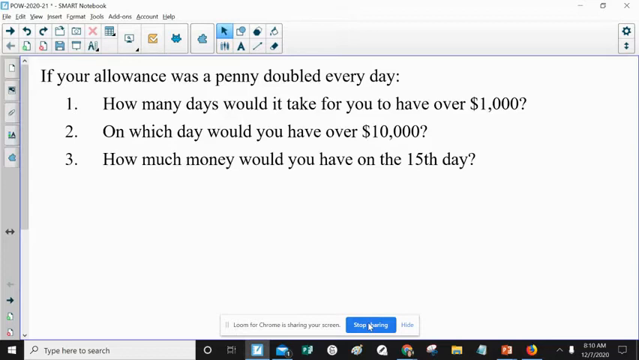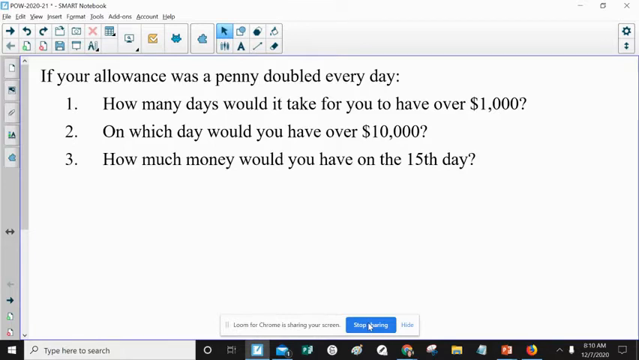This week's POW, we were talking about doubling your allowance. When we start off with a penny, how much money would we have on the 15th day? How many days would it take us to have over $1,000? And on what day would we have over $10,000?